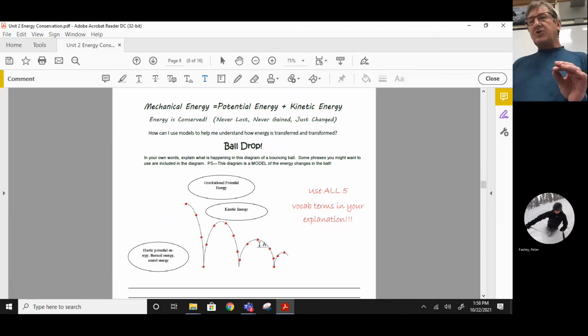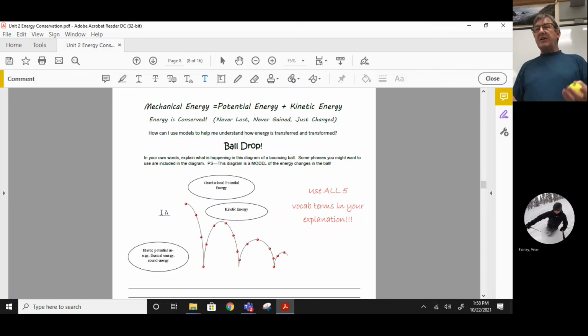Well, now we have to introduce a couple of new kinds of energy. And these are discussed over here in this corner. When the ball hits the ground, some of its energy is converted into these types of energy. So it starts up here with potential energy. That potential is converted into kinetic while it is falling. When it hits the ground, some of that kinetic energy is converted into these other forms.